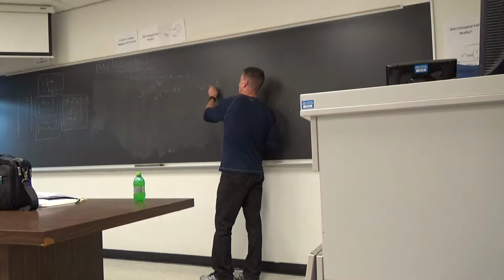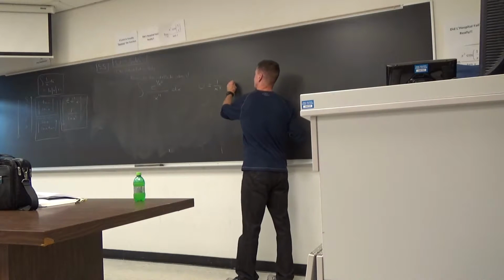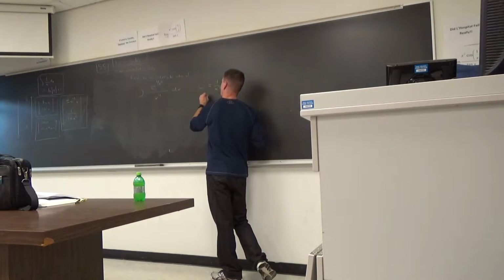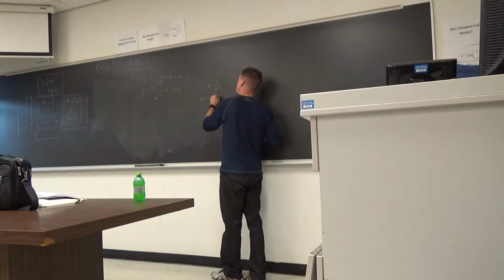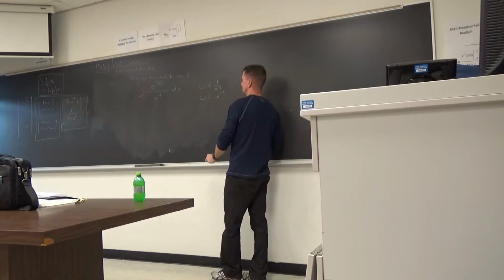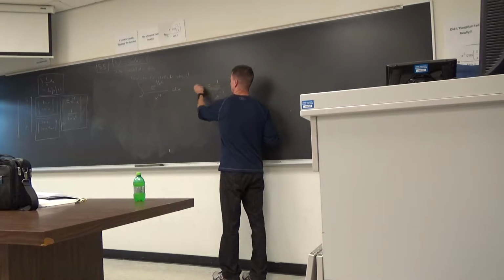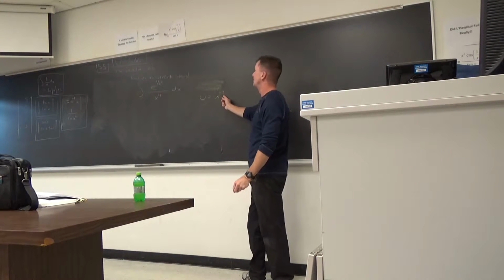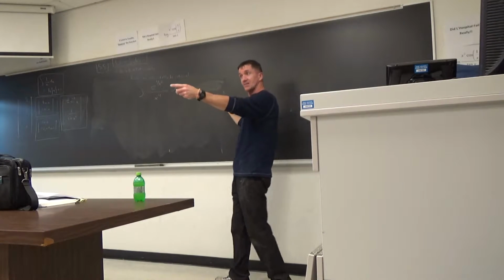1 over x cubed. Write it the way I heard it. What's another way to say that? x to the negative 3. So I'm going to say let u equal x to the -3. That's what it's saying. Let u be, there's your 1 over x cubed, right, in that x to the -3.